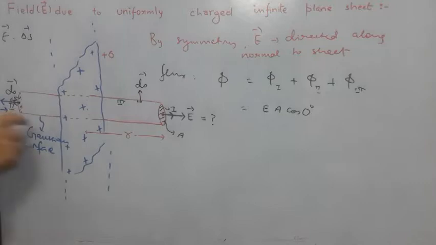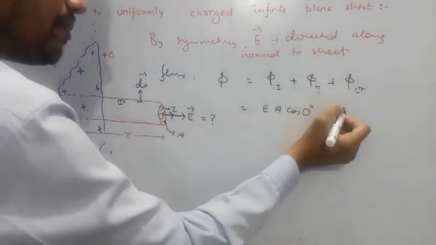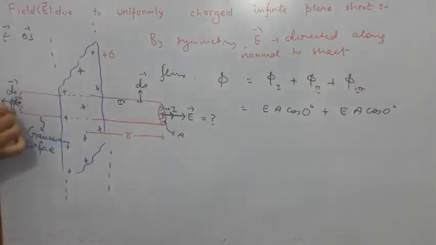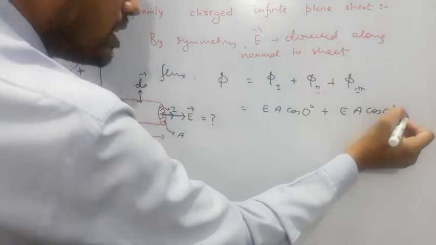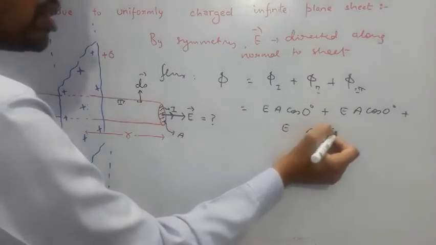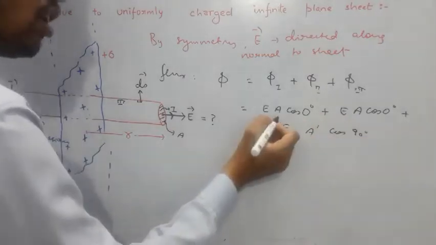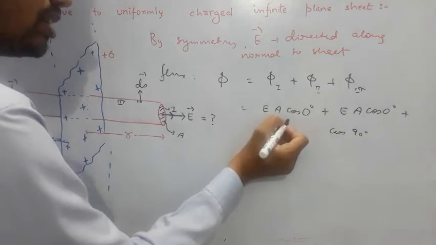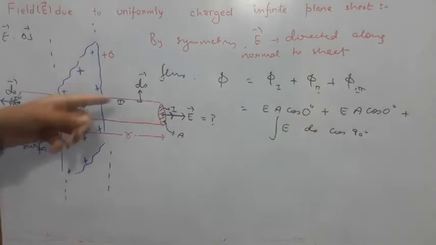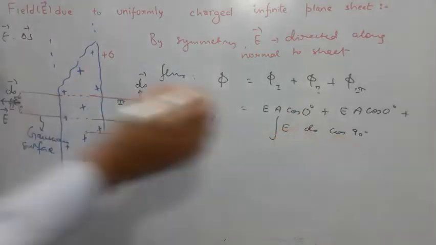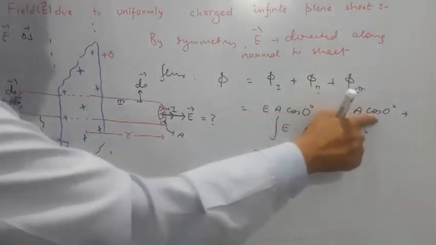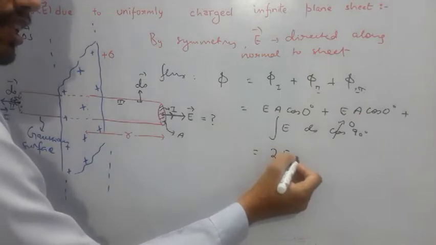Then for surface 2 also, we will have same thing, E and A are in same direction, so we will write E times A times cos 0. And for surface 3 we will write E times some area A dash times cos 90 degree, or you can write in integration form, E dot ds times cos 90. For all the elements the angle will be 90 degree, so this becomes 0. Cos 0 is 1, cos 0 is 1, EA plus EA, we get the answer as 2EA.